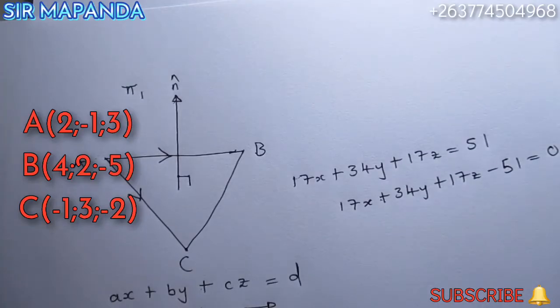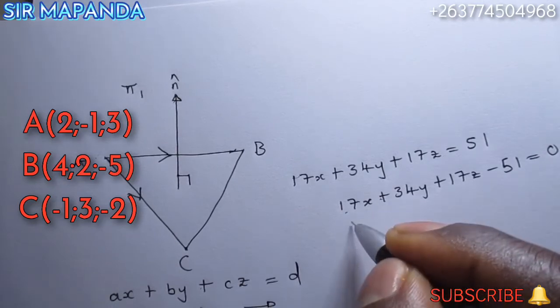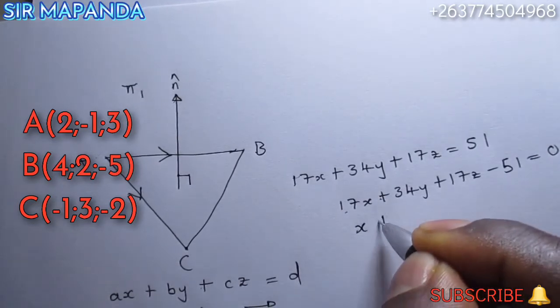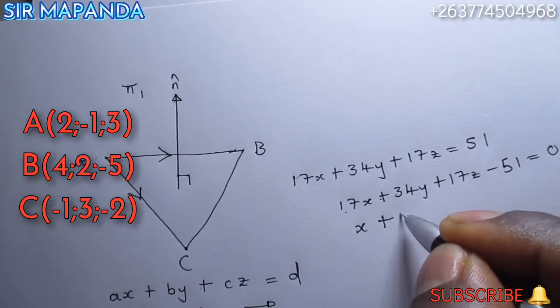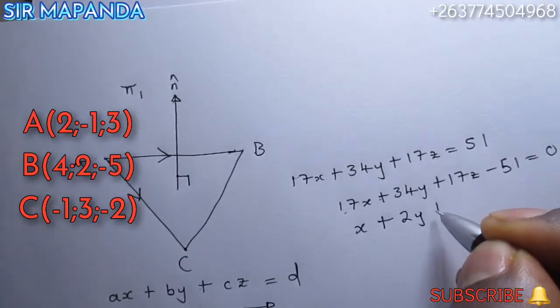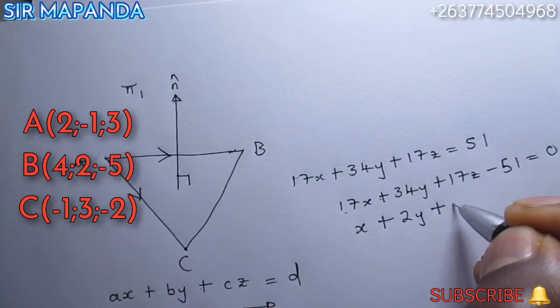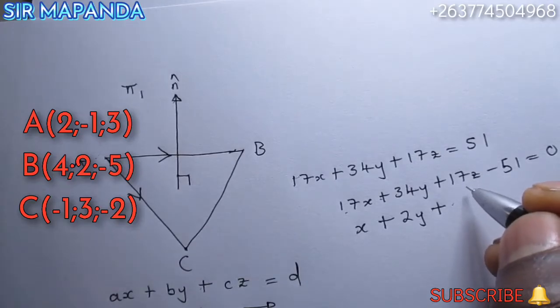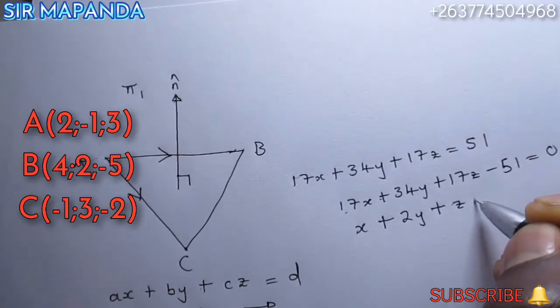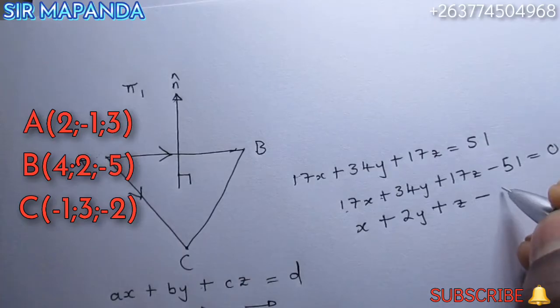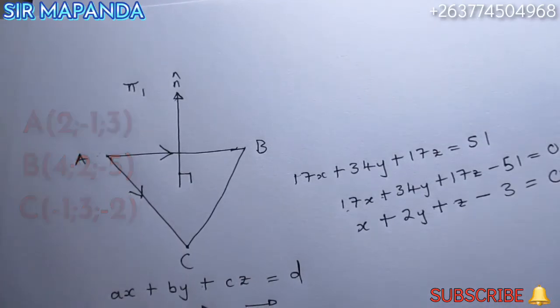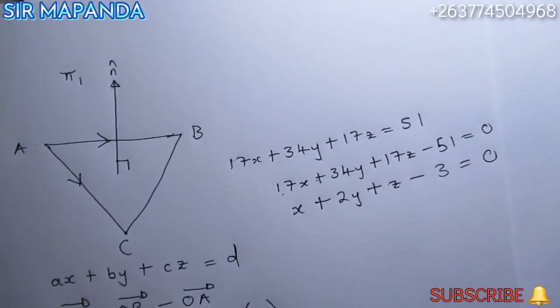Since 17 is a factor of all the numbers, 17 into 17 you get x, 17 into 34 you get 2, so this is 2y. 17 into 17 you get 1, so you will be left with the z. Then 17 into 51 gives you 3, and this is your answer in its simplest form.